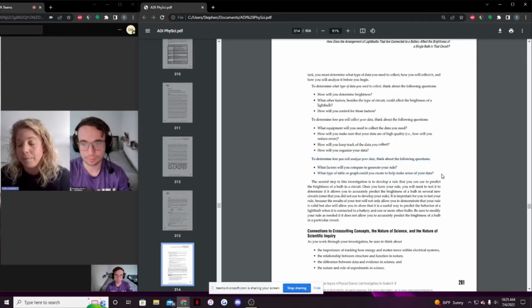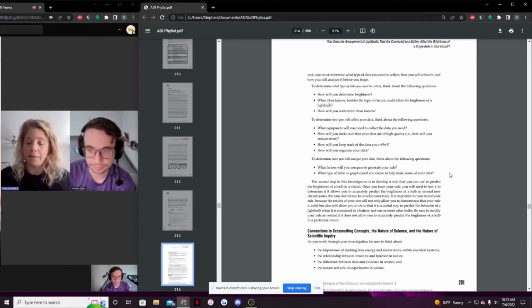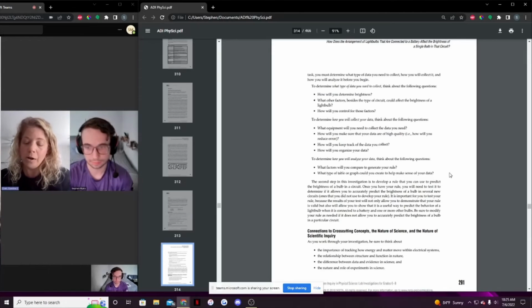The second step of this experiment is to develop the rule that you can use to predict the brightness of a bulb in a circuit. Once you have the rule, you need to test it over and over, to see if it allows you to accurately predict the brightness in several new circuits. What that means is circuits that you did not use to develop your rule.